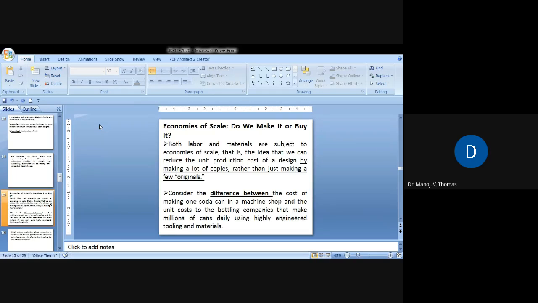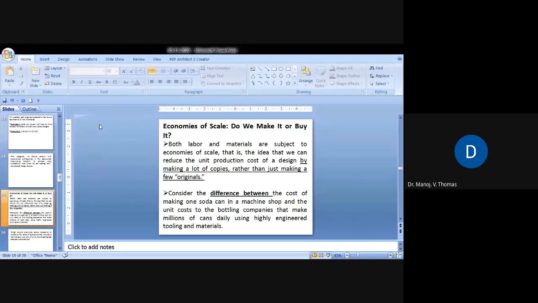When you prepare thousands or large quantities of a product, you can reduce the cost rather than just making a few originals. Consider the difference between the cost of making one soda can in a machine shop and the unit cost to the bottling companies that make millions of cans daily using highly engineered tooling and material. Obviously, for a small machine shop, manufacturing one soda can will be costlier compared to a multinational company which makes millions of cans daily using highly sophisticated mechanisms. So that is economies of scale.